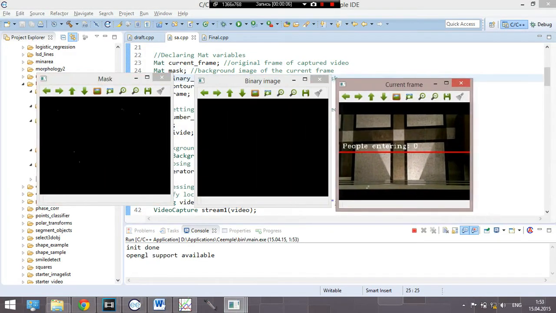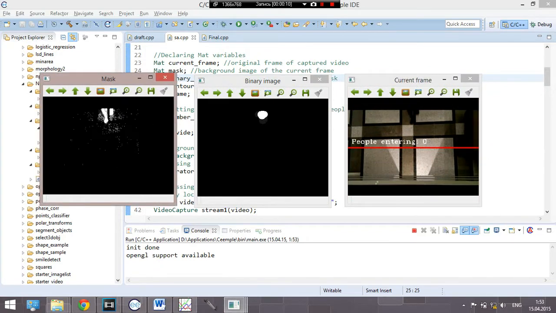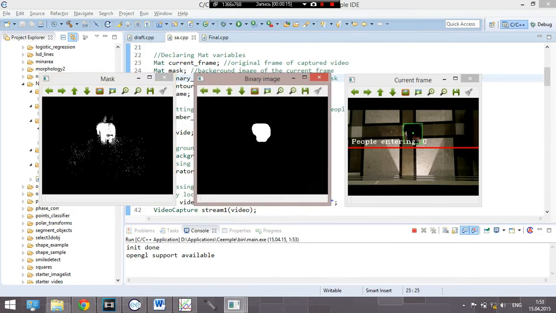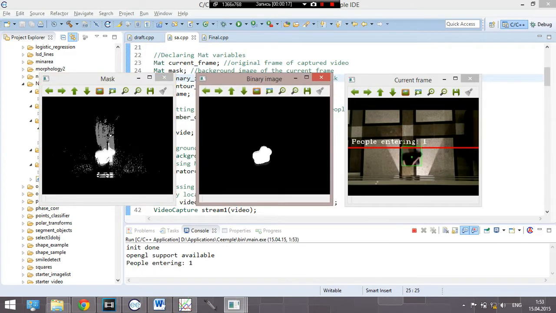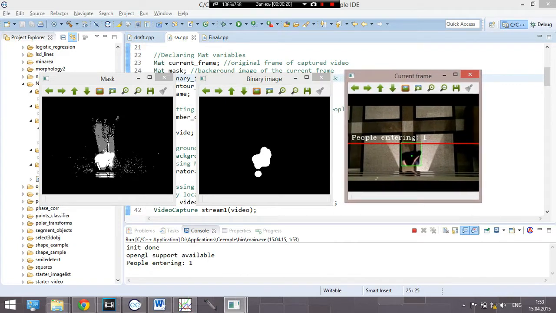So as you can see, there are three windows. The first window shows the original video after background subtraction. The second video shows the contrast of moving objects after reducing noise. Now in the last video, we can observe how the program counts people.